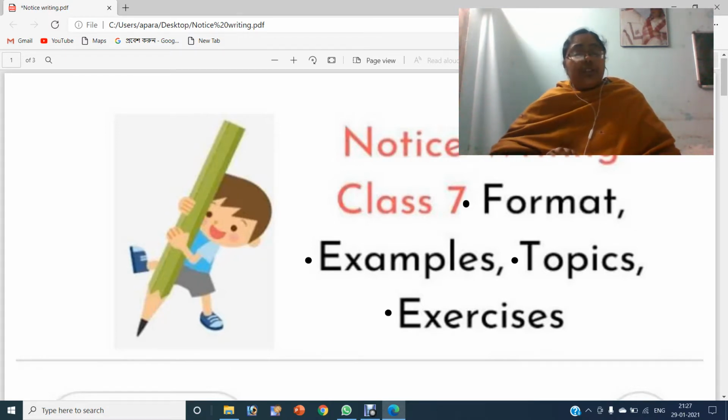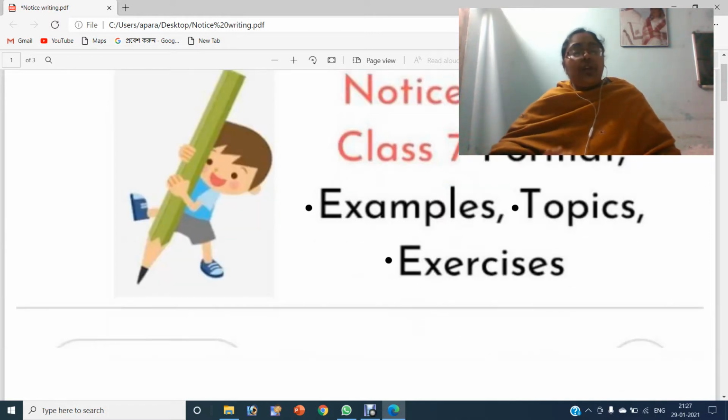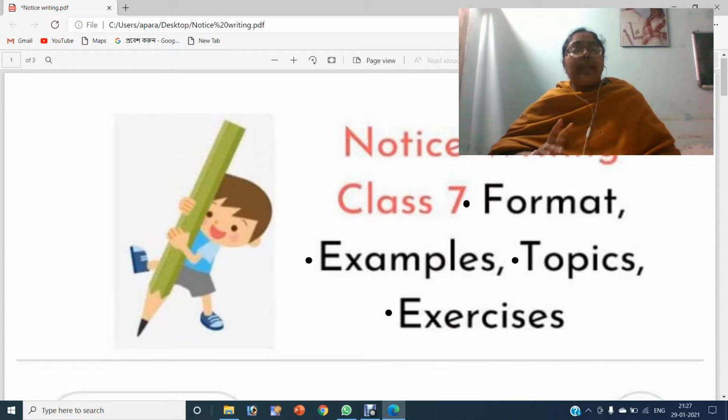And the fourth thing we are going to do today is an exercise. Exercises I will give you all for your homework. You all have to solve those exercises and send them to me in Google Classroom. I shall check them and return them back to you in time. Okay, children? So, first of all, going for the format of notice writing.